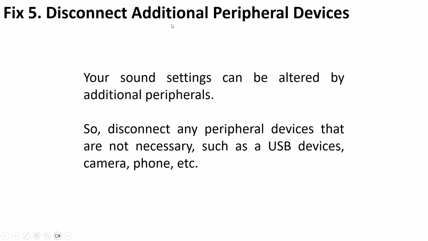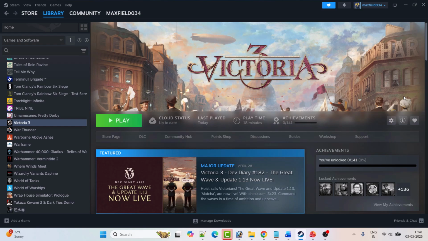Fix 5 is to disconnect additional peripheral devices. So your sound settings can be altered by additional peripherals. So disconnect any peripheral devices that are not necessary, such as USB devices, camera, phone, etc. and then check. So by following these fixes, you can easily solve sound or audio problem in Victoria 3 game.